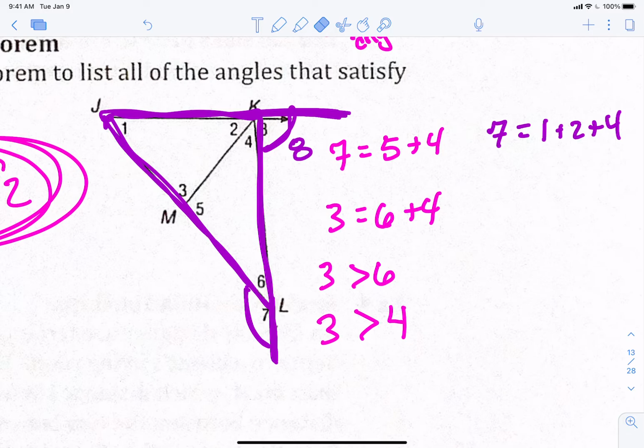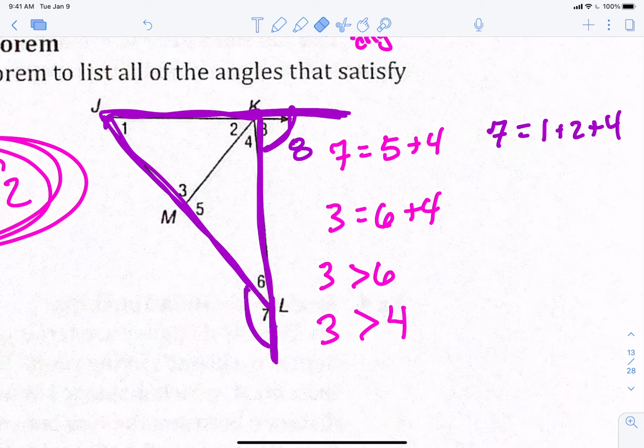It says 3 equals 6 plus 4, but then it says 7 equals 1 plus 2 plus 4, and earlier 7 equals 5 plus 4. But we're not talking about the actual numbers.